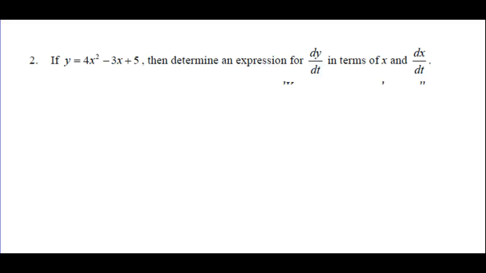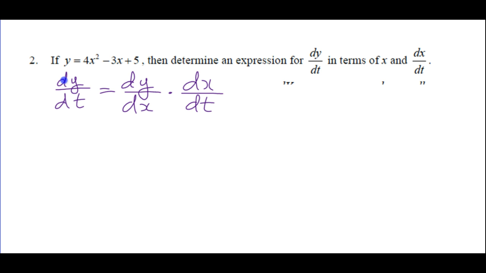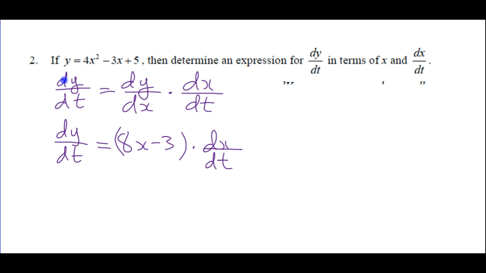It's okay. If y is equal to 4x squared minus 3x plus 5, then determine an expression for dy by dt in terms of x and dx by dt. So again, we're going to take the derivative of both sides with respect to time, and so the left side will be dy by dt, and this will be dy by dx times dx by dt. Actually working this out, we get dy by dt is equal to dy by dx, just this derivative, which is 8x minus 3. Let's enclose that in parentheses because using the chain rule, of course, we have to write dx by dt. And we're done.